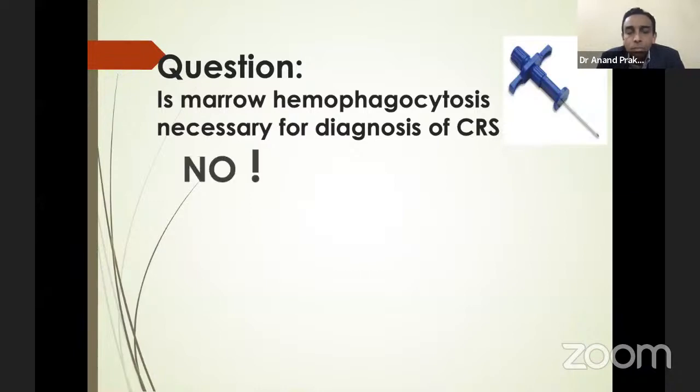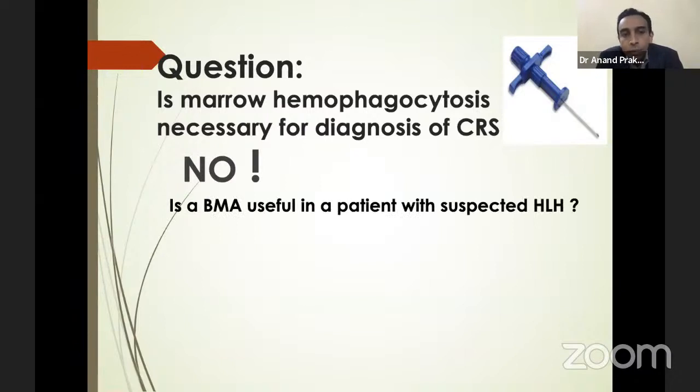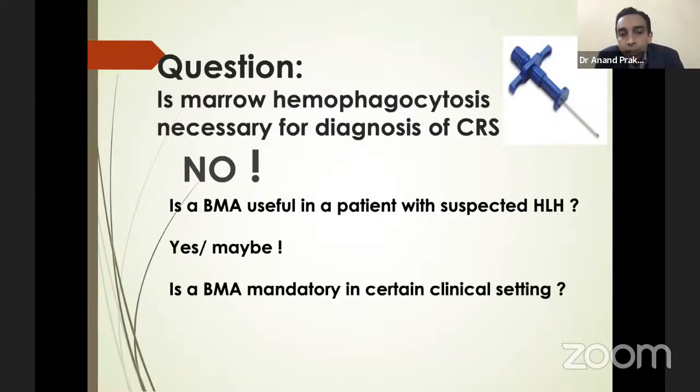And clearly, I think across the board, we will all agree that marrow hemophagocytosis is not necessary for the diagnosis of CRS. But clearly, just like in research, the right question has to be asked. In clinical medicine also, the right test and the right question has to be asked. So if we change the question to, is a bone marrow useful in a patient with suspected HLH? Then I think across the board, we will all say yes, maybe. And if we change the question a little further and say, is a bone marrow mandatory in certain clinical settings of MAS, HLH, CRS, where the diagnosis is still not clear, I think you'll all agree with me that yes, definitely in some cases, marrows definitely are helpful.